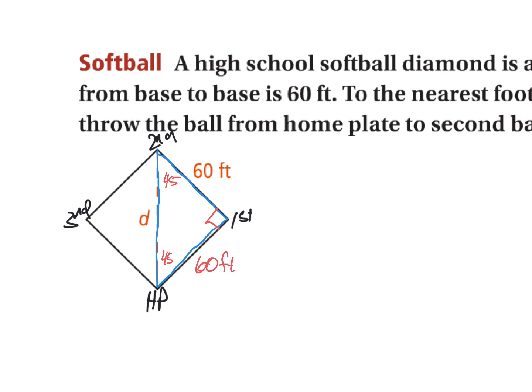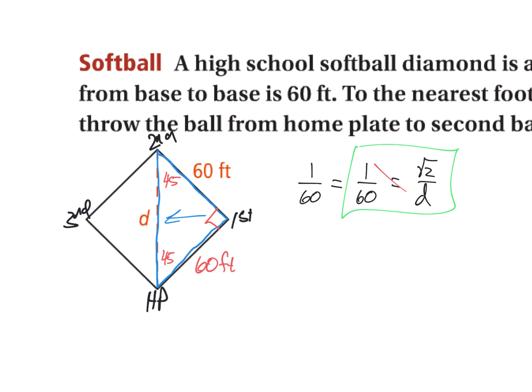So, just like the other problems, we're going to start this by setting up our proportion of 1, 1, square root of 2, and then we put in our information. 60, 60, and we are solving for the hypotenuse. Remember, the hypotenuse is always opposite that 90-degree angle. So we're solving for the hypotenuse, which is D. Grab your two fractions, cross multiply. And so D is going to equal 60 square root of 2 feet.